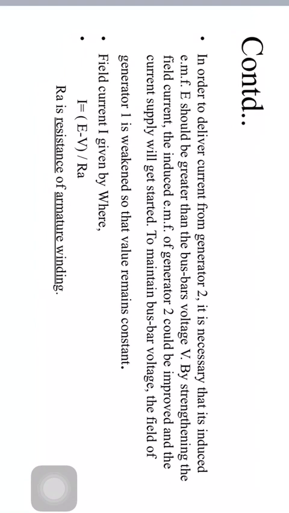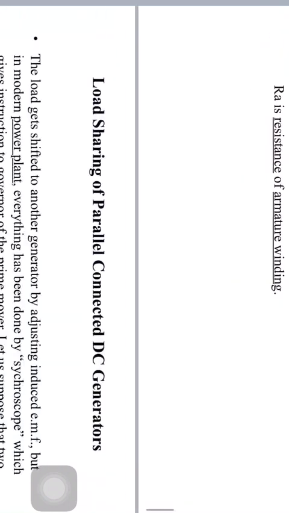And to maintain the bus bar voltage, the field of generator 1 is weakened so that the value remains constant. Now the current is given by I = (E - V)/Ra, and Ra is the resistance of the armature winding.